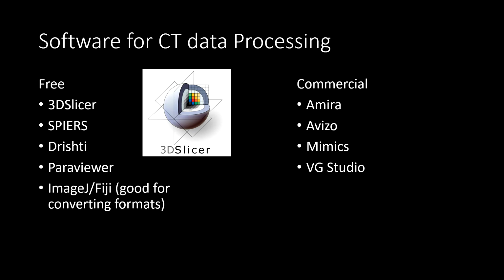Finally, ImageJ, or Fiji, which stands for Fiji Is Just ImageJ, is not going to generate meshes from your volumes, but it can be really good for converting formats. So, for instance, you might want to convert a stack of images, like bitmaps or JPEGs, into a single NRRD, or even downsample your images if you're using Slicer and it's taking up too much memory.